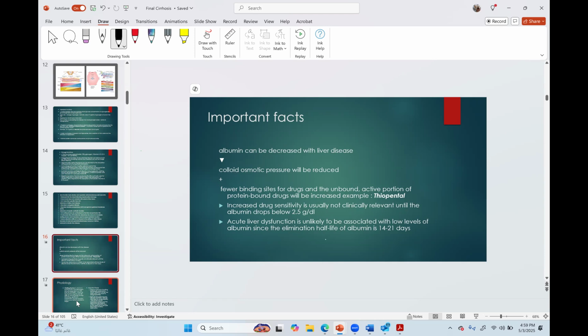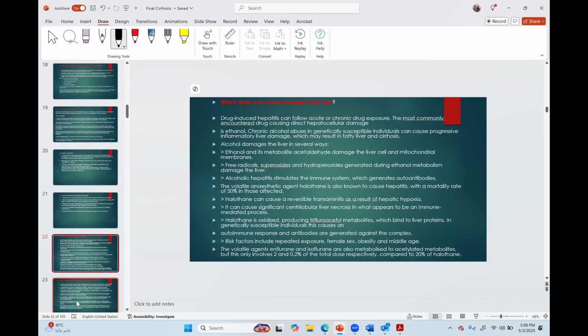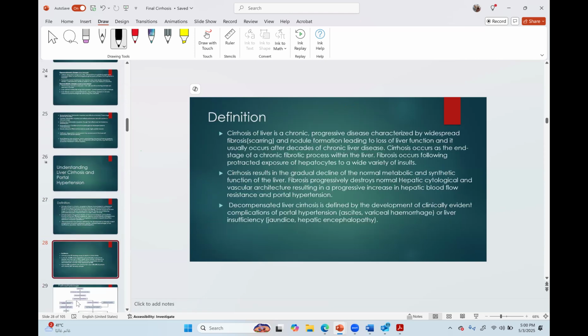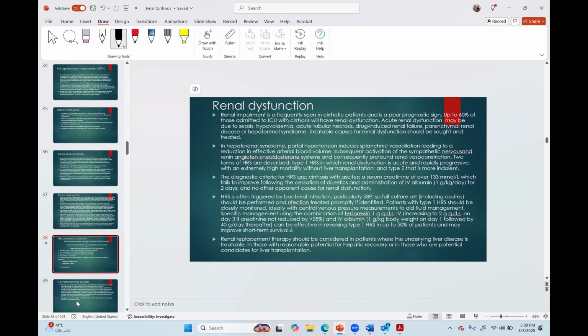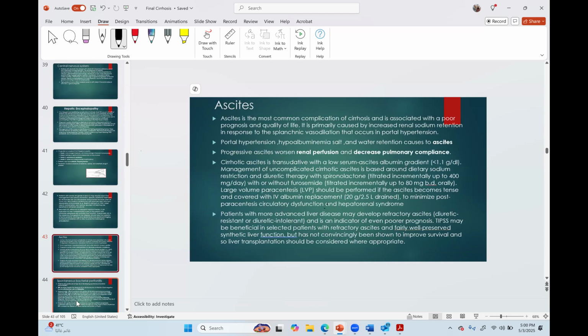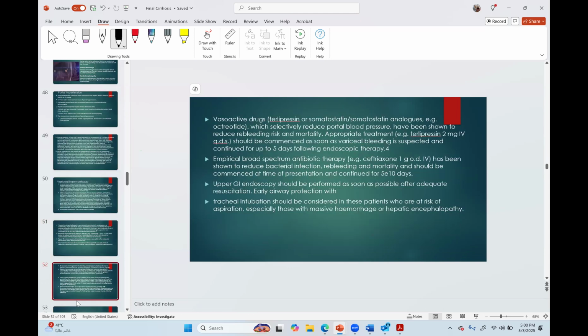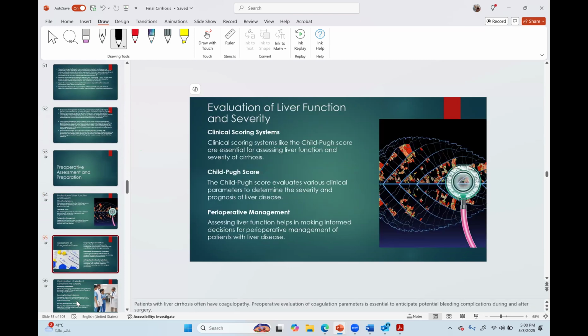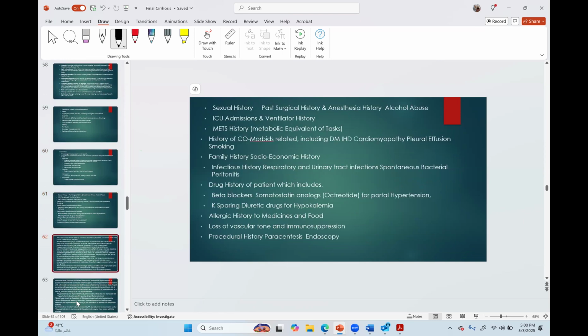The other point is that you will try to have risk stratification with reference to the Child-Pugh score. With the Child-Pugh score, you will classify into A, B, and C. Let's have a look at this Child-Pugh score, and your aim is to do any correctable things which can give improvement in the Child-Pugh score. So this is one important thing.